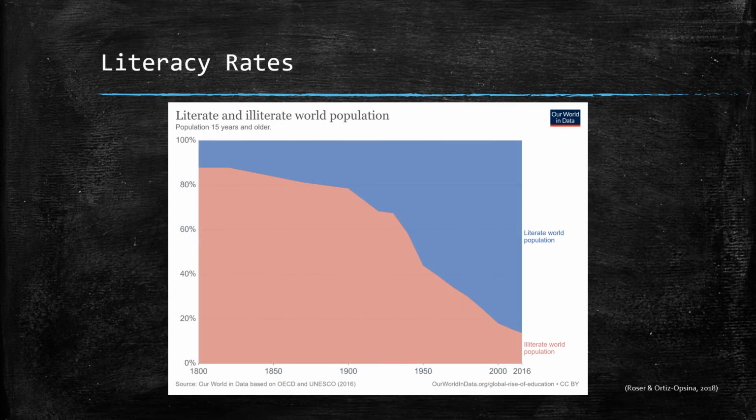When you look at this chart, notice how over the past 200 years, the rates of worldwide illiteracy, as indicated in the pink, have fallen, especially since 1950.